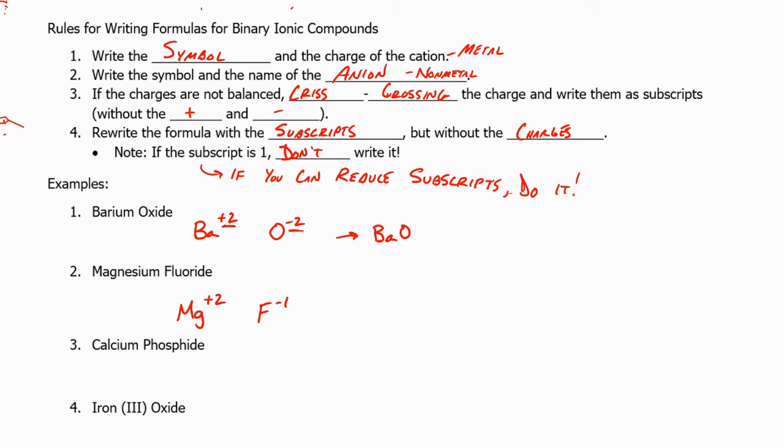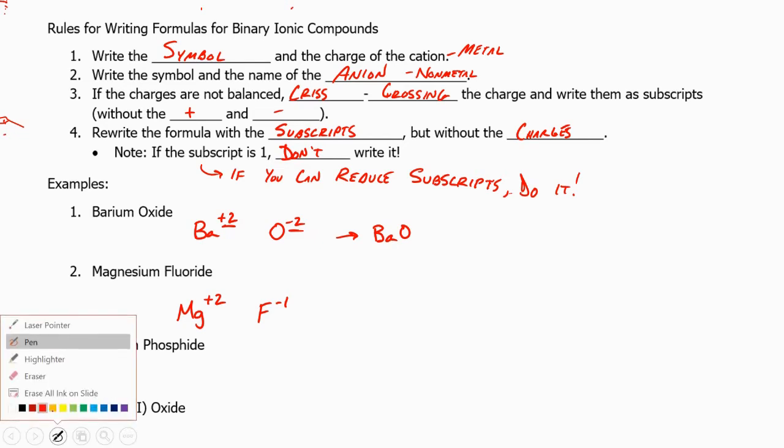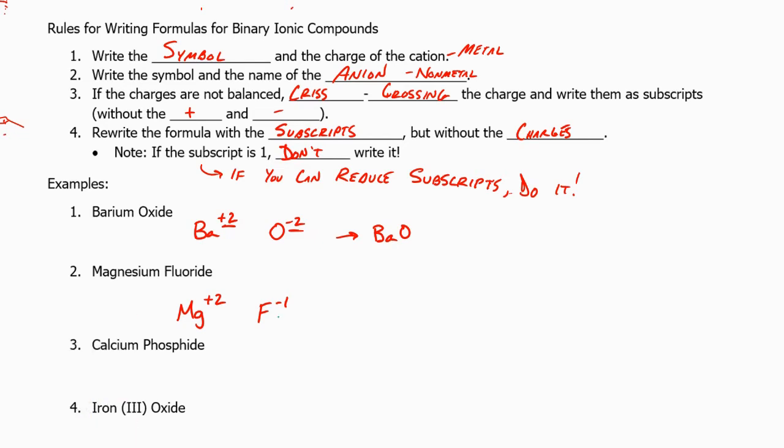This is where the idea of crisscrossing the charges comes in. When we crisscross the charges, we bring the 1 down for magnesium, and we bring the 2 down for fluorine. When we do that, we rewrite the formula, excluding the +2 and the -1. Remember, if the subscript is a 1, we also don't write it. So that means that magnesium fluoride should be MgF2.